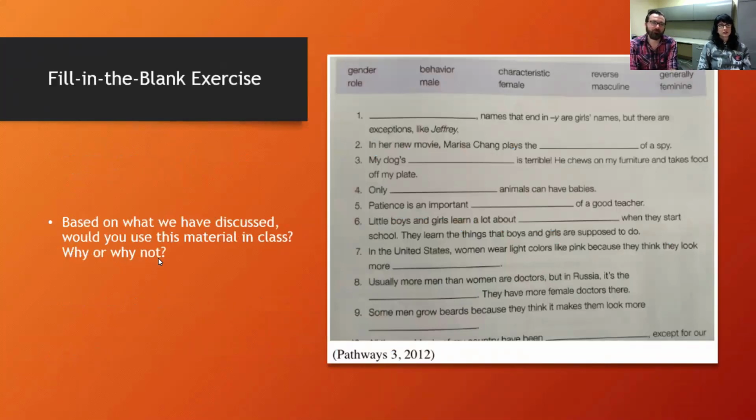Okay, so we hope you can see on your screen, we hope your screen's big enough. Based on some of these guidelines, I want you to think about whether you would or would not use this Pathways book. Are the photo screens covering it up? Can anyone tell me? Can you see the whole paper? I hope so. Based on what we've discussed, would you use this in class? This is from Pathways 3, 2012. It's in a chapter where they're trying to teach about gender and sexuality, so.